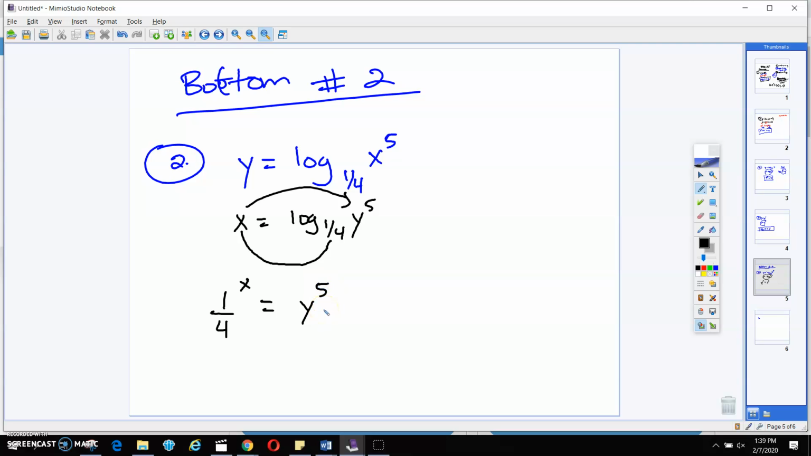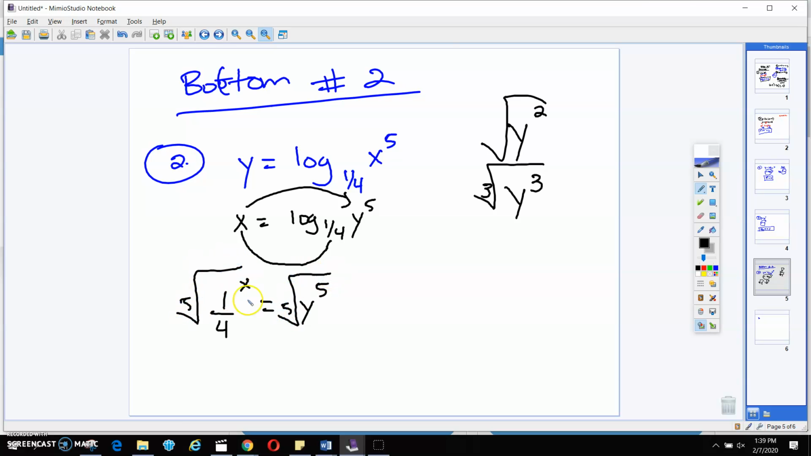Now you're going to ask yourself, well, y isn't by itself, right? In order to get rid of this y to the 5th, we have to raise it to the 1/5 power. When we have y to the 2nd power, how do we get rid of that squared? We square root, right? If we have a cubic, we take the cube root. So over here, I'm going to take the 5th root of both sides. So y is going to equal the 5th root of 1/4 to the x power. Sorry, that should be an exponent.